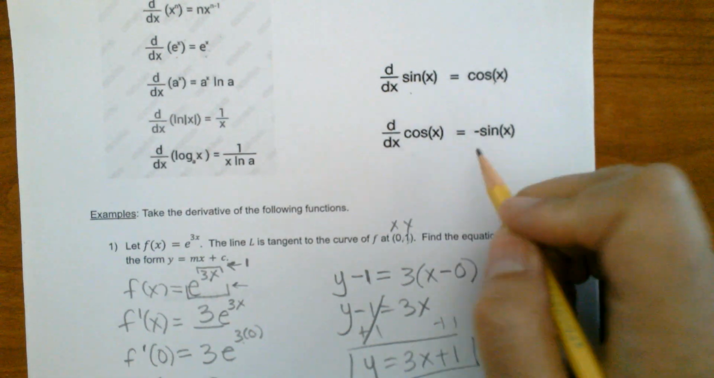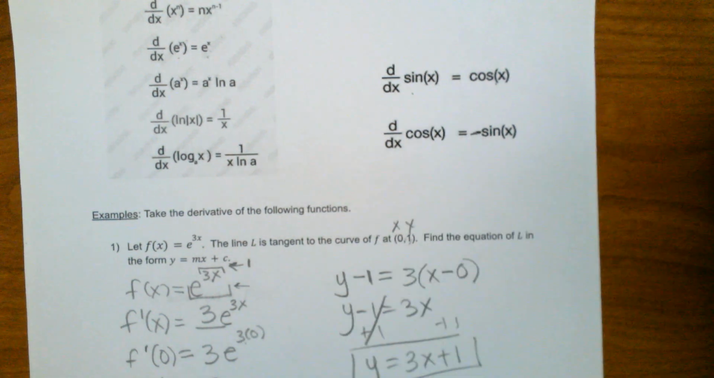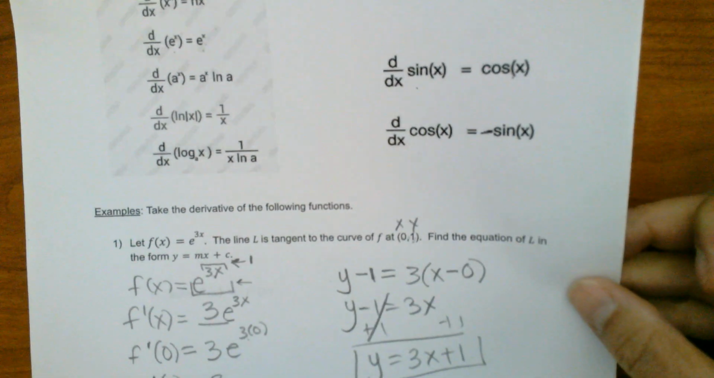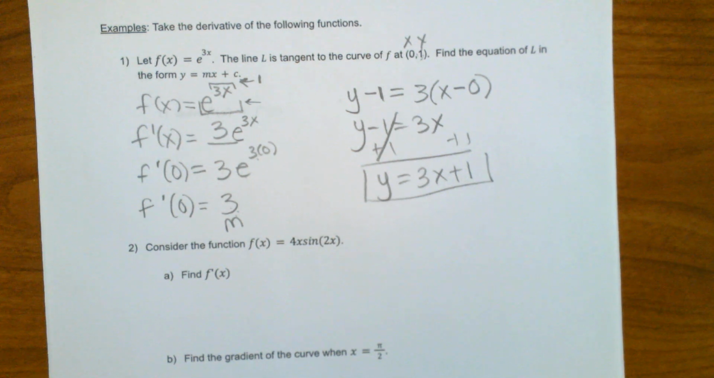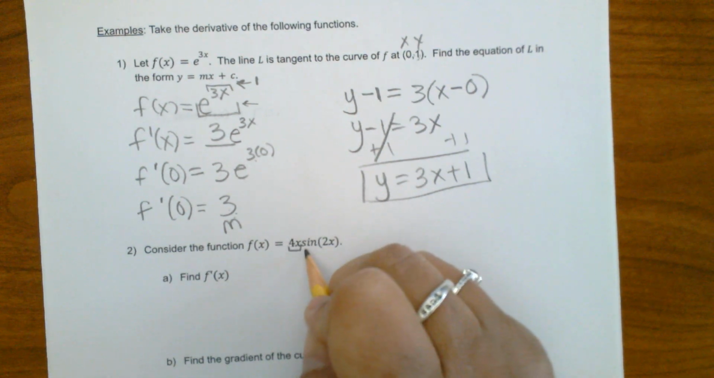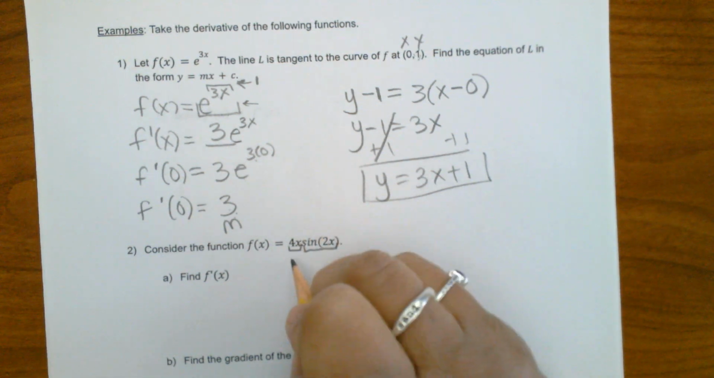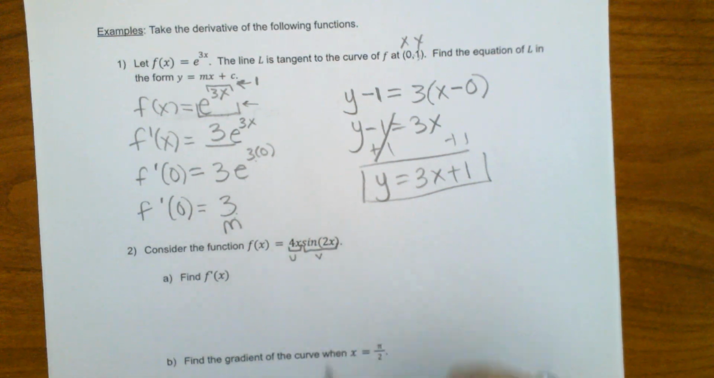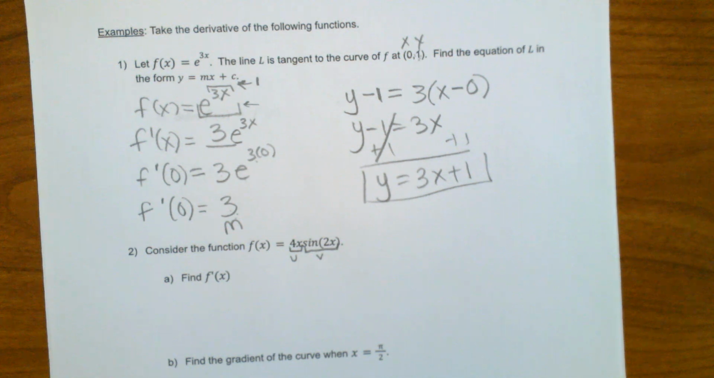The derivative of cosine is actually negative sine. Okay, so doing these, we have to remember that we are going to have 2. We have the 4x, and then we have the sine 2x. Remember, we have a u and we have a v. So this is hopefully reminding you of the chain rule. And so that's what we're going to do.